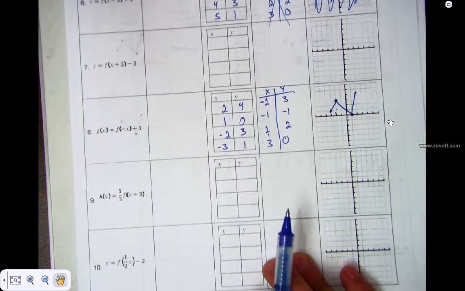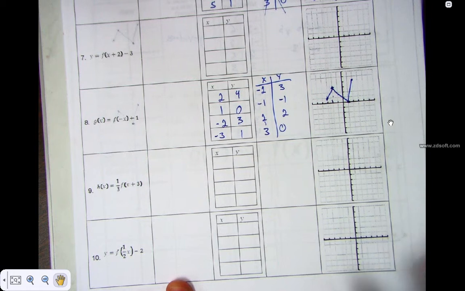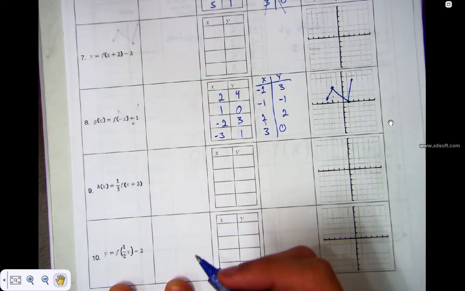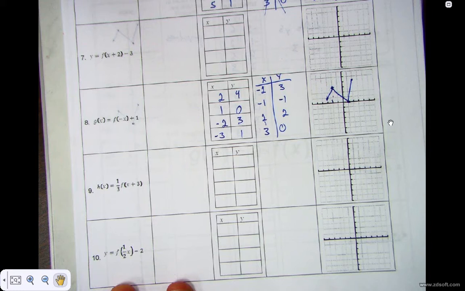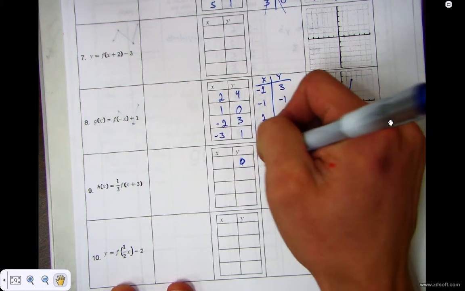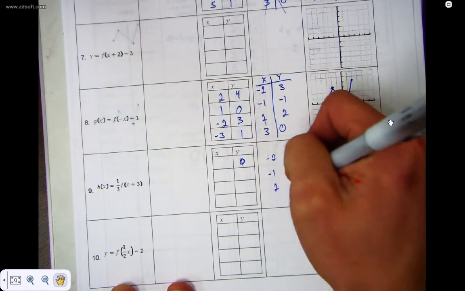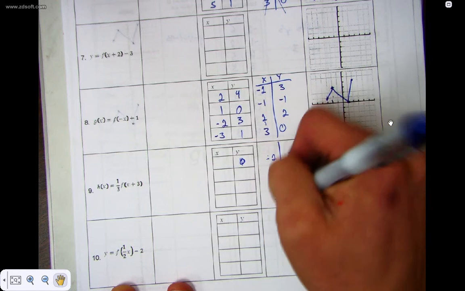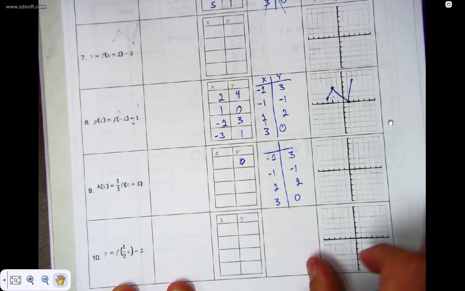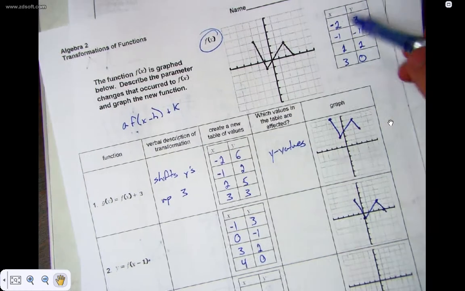Alright, and let's go ahead and do one more. Let's do this one. So we've got -2, 3, -1, -1, 2, 2, 3, 0. Remember, this table is coming from that original f of x graph in the very front. I'll turn it over and show you guys. This is where that's coming from. This table up here. Alright?